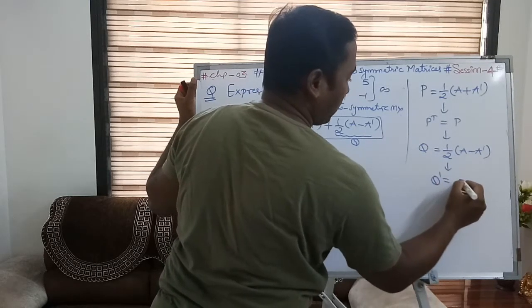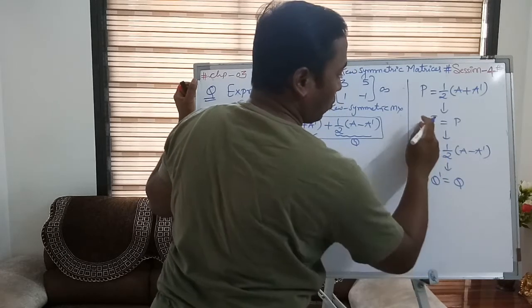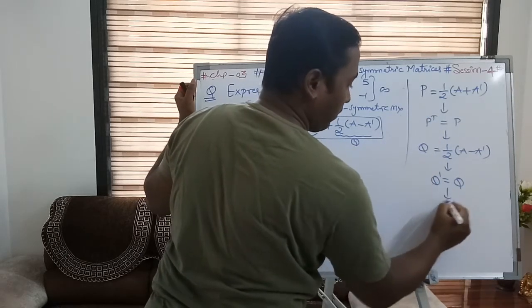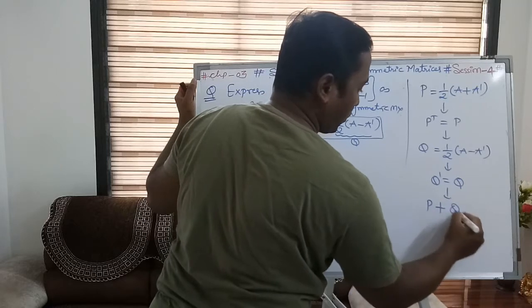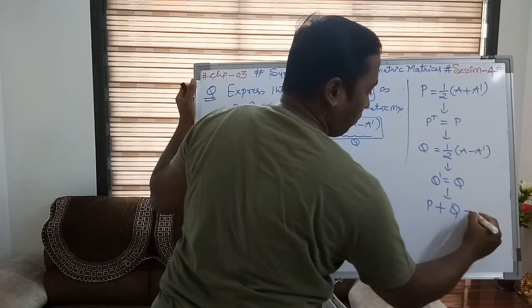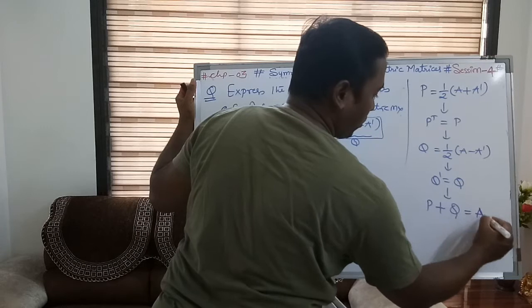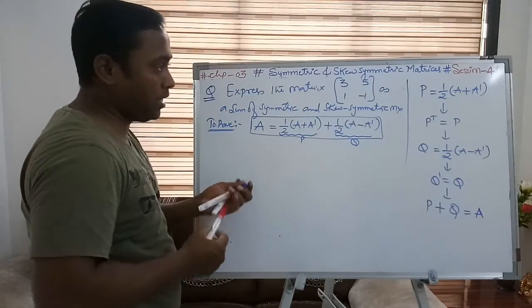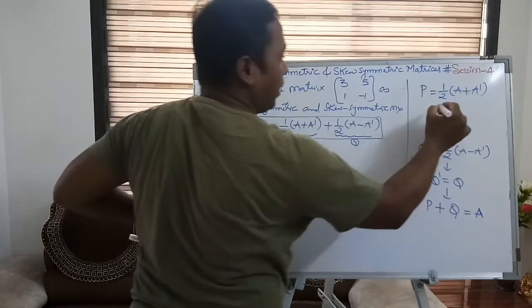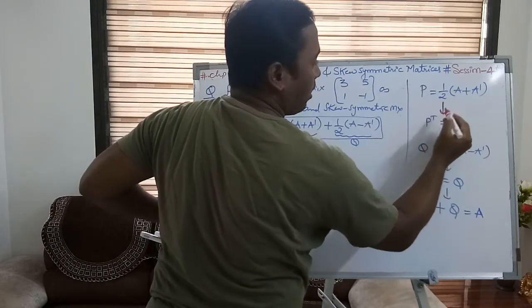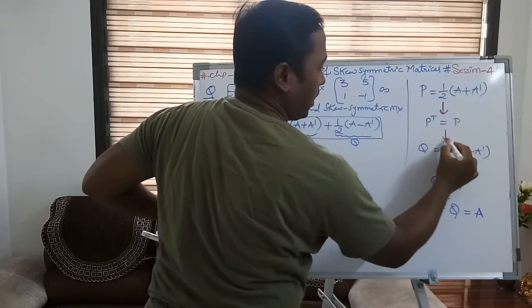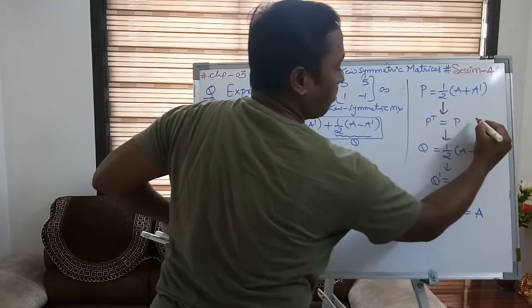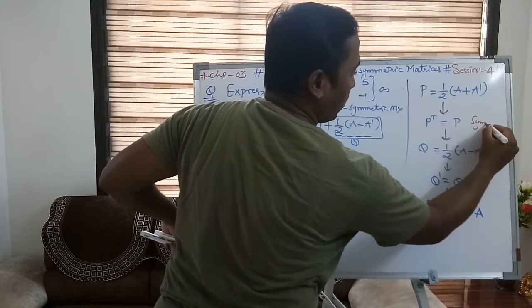Then I will prove Q dash is equal to minus Q. After proving this, I will take the sum P plus Q, where I will prove this sum is equal to A. So these are the five steps we need to follow. First we'll take the operation P, which is equal to this. Then we'll prove this is symmetric.